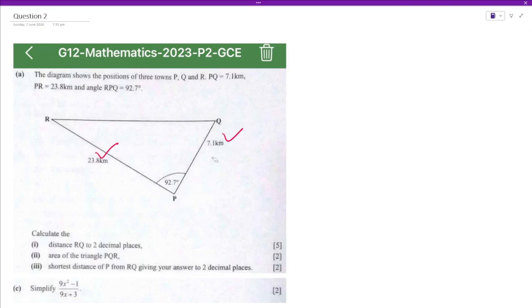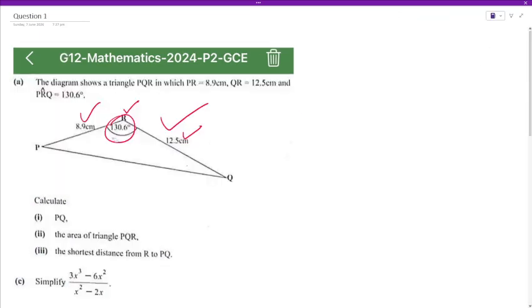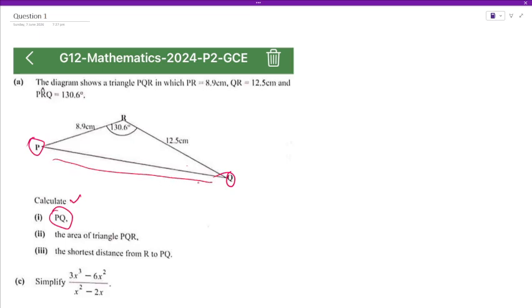So let's now look at question 1, which is from the 2024 GCE paper 2, and it says that the diagram shows a triangle PQR in which PR is 8.9 centimeters, QR is 12.5 centimeters, and angle PRQ is 130.0. So they're basically just describing the shape you're seeing on the screen. The first question says calculate PQ. So PQ, this is P here and this is Q. They want us to find this distance right here.